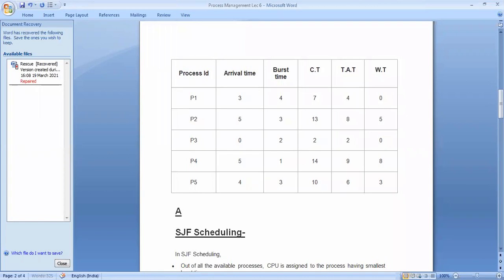So now average waiting time. What is the formula? Average waiting time is the sum of waiting times divided by 5.